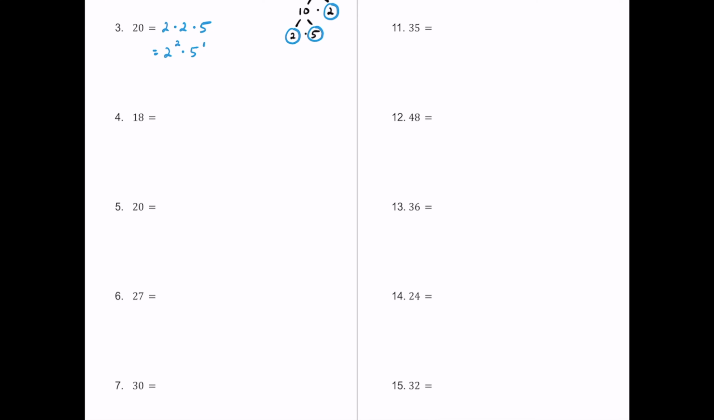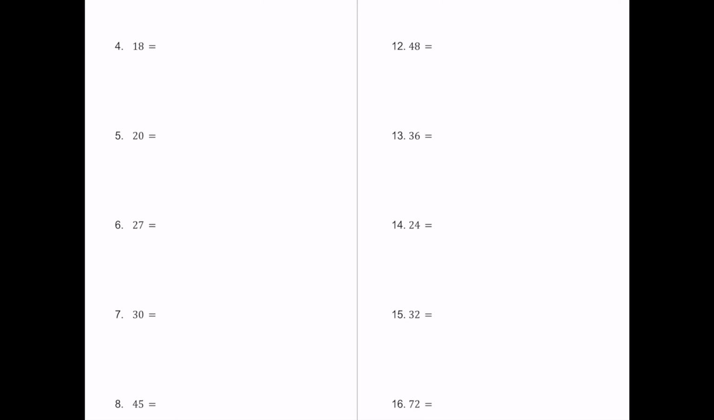Let's move down and try number 4 here. For number 4, we have the number 18. So for 18, I'm going to start by writing the number. Thinking 3 times 6 is going to be 18. 6 is composite, but 3 is prime, so I'm going to circle it. And 6 breaks into 3 times 2. And those are both going to be prime numbers, so I'm going to circle those. Okay. The prime factorization for 18 is just going to be 2 times 3 times 3. Using exponents, we can say there's 1, 2, and there are 2 of these 3. So 2 to the first power times 3 to the second power.